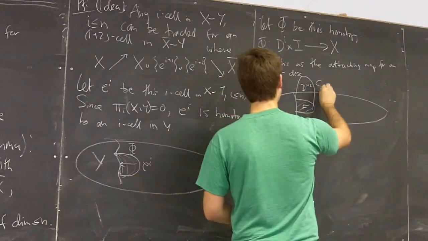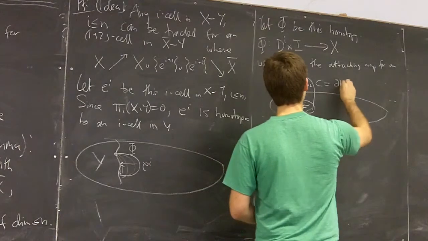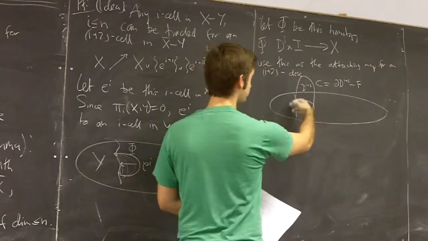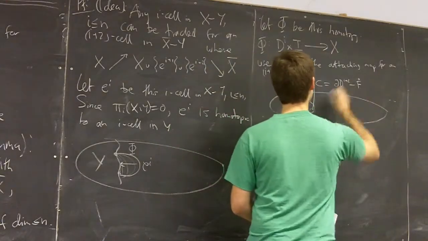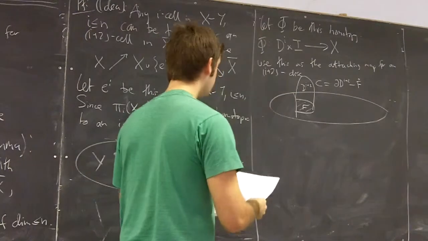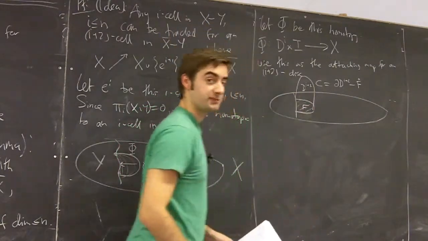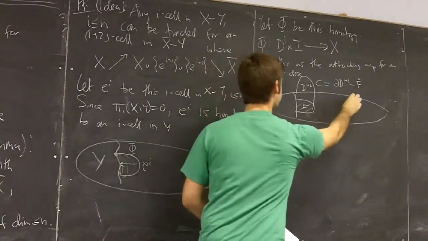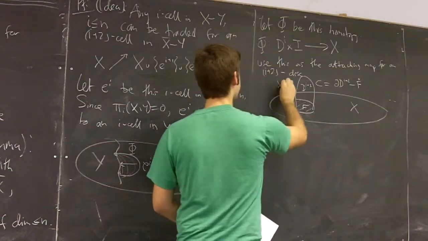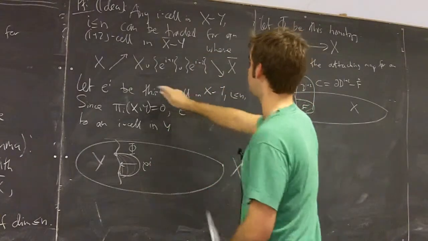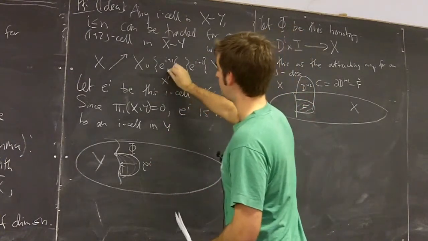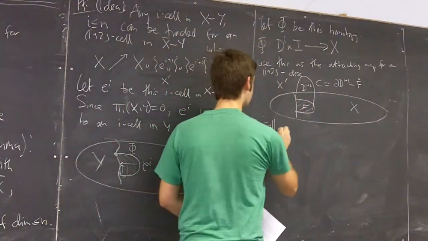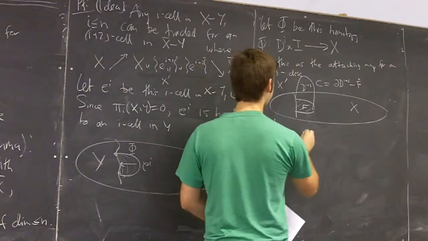And I'm going to call C the part of the boundary which is not F. So we've done an elementary expansion. We've still got this I cell which we didn't want in X. This is this intermediary thing, X prime. And now we collapse C.